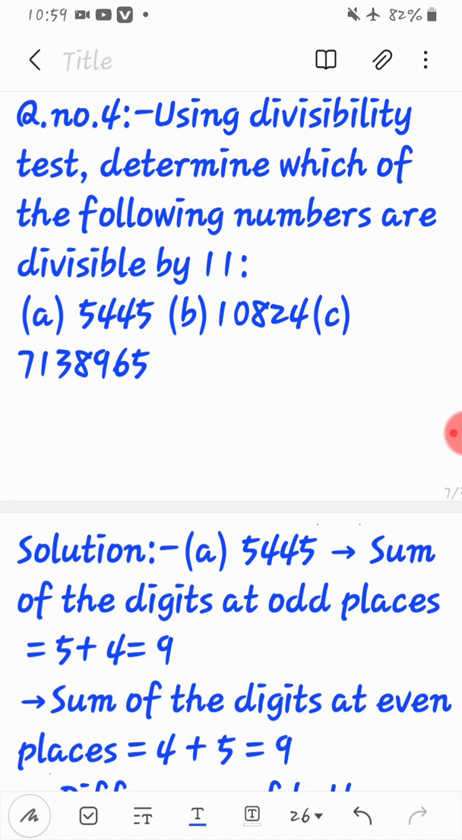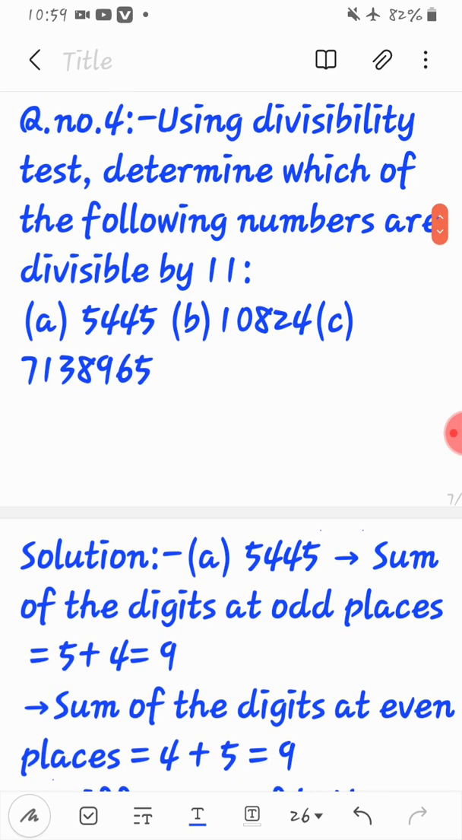Now let's move to question number 4. Using divisibility test, determine which of the following numbers are divisible by 11. You have to remember the rule of 11 now. We have to add the digits in the odd places separately and the digits in the even places separately. After adding, we subtract the results, that is, from the bigger number we subtract the smaller number. If the result is either 0 or a number divisible by 11, such as 11, 22, 33, 44, then the number will be divisible by 11.